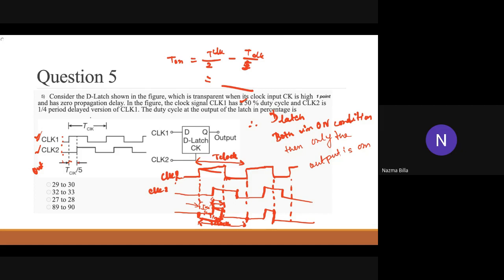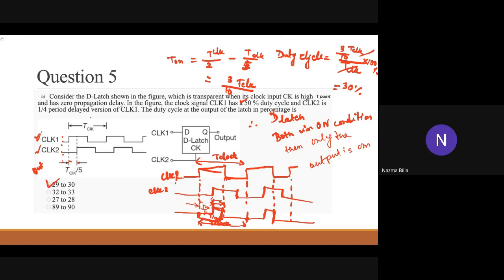0.3, ma'am. Okay, so 30%. You can write down 3 by 10 into T clock. Now tell me what is the value of the duty cycle. T on by T clock, ma'am. T clock will be cancelled, no, ma'am. 3 by 10, T clock by T clock. And you have to find it in terms of percentage, into 100%. Now tell me what is the value of this, 30%, ma'am. 30%. So which one is the right option?